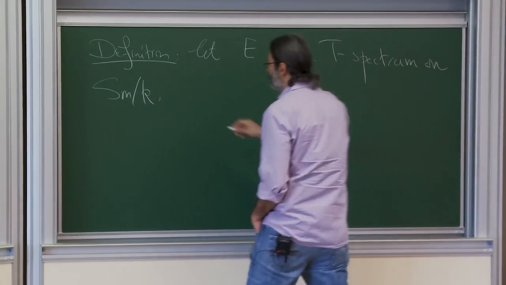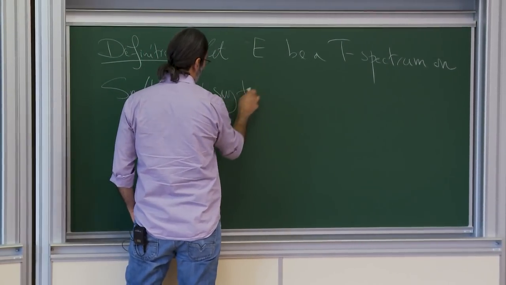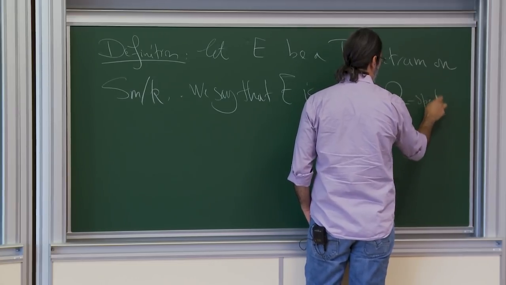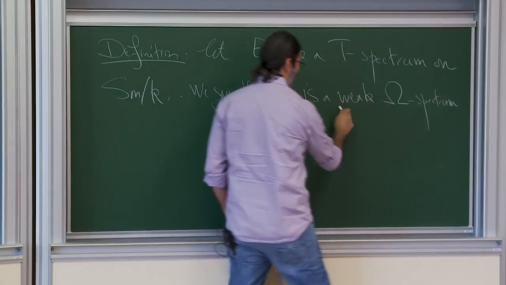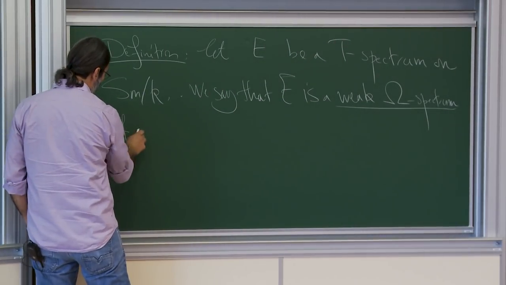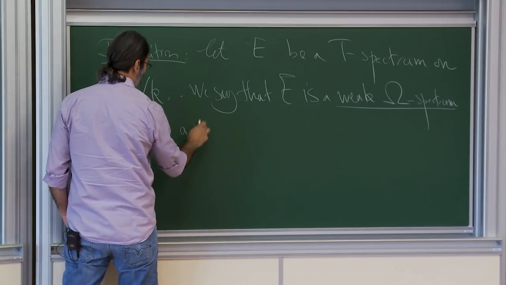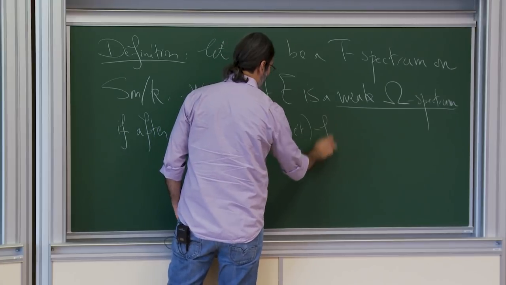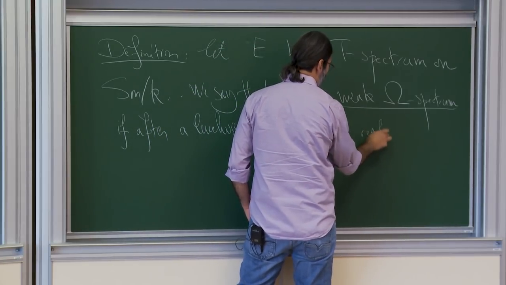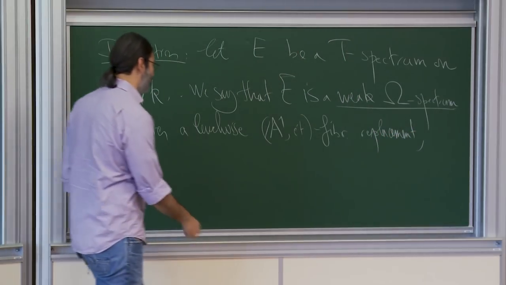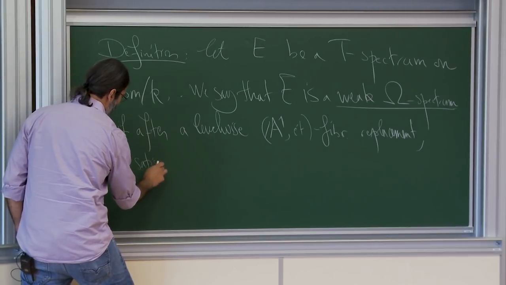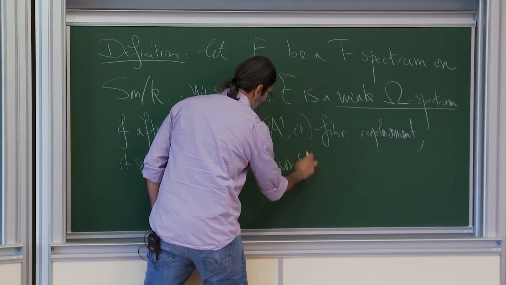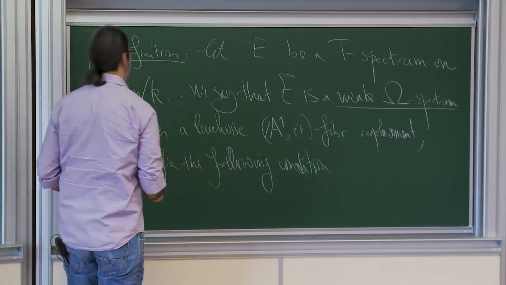So we say that E is a weak omega spectrum if, after a level-wise A1 étale fibrant replacement, the spectrum satisfies the following condition. Maybe I'll state the condition on the other blackboard.